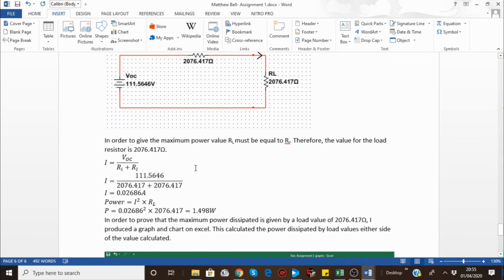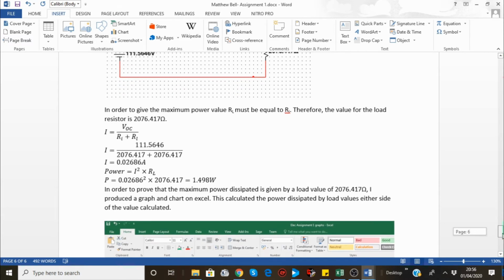That is the current that goes through the load. That wasn't the current that was going through the load. That was different. So you found the current. You put the current in this formula, I squared times RL, and you have the RL. You find the power, and that is your maximum power, 1.498 watts.